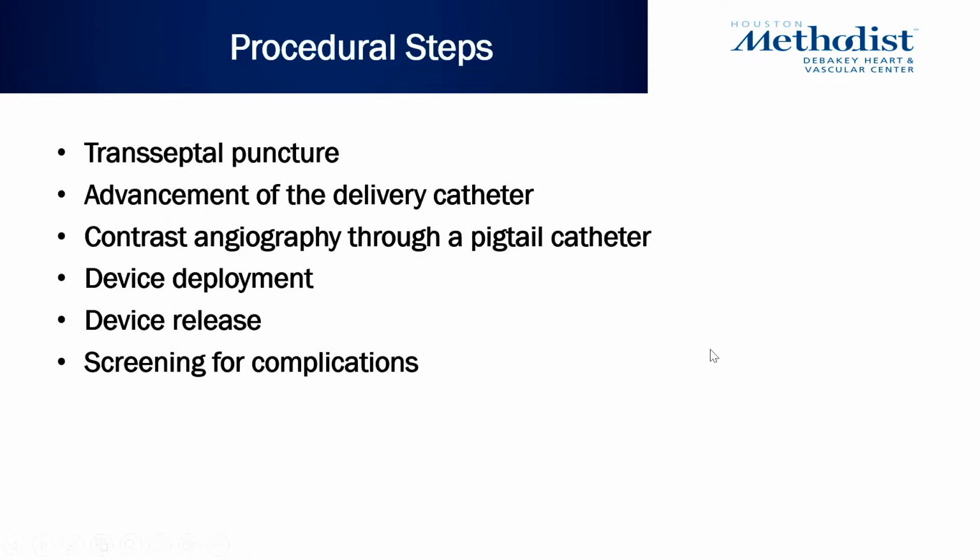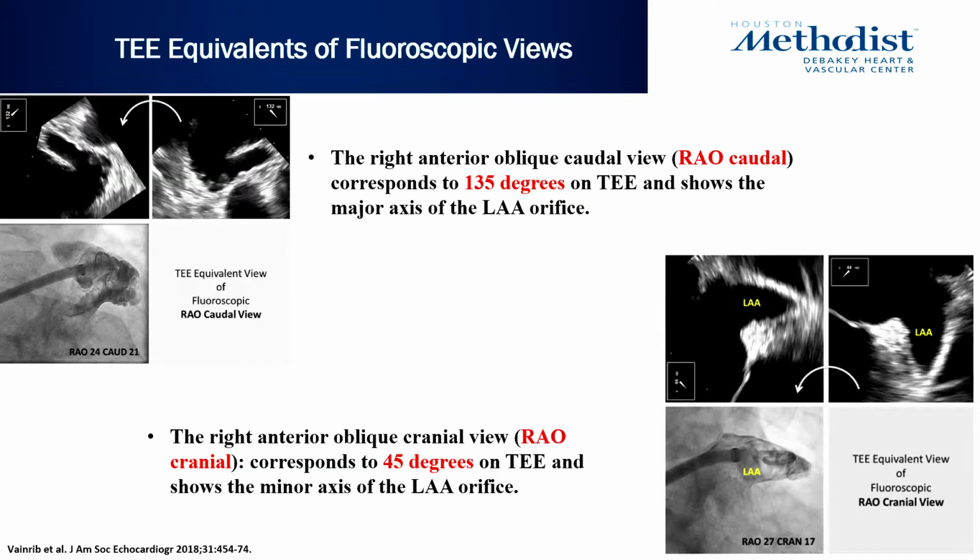The procedural steps include transseptal puncture, advancement of your delivery catheter, contrast angiography through a pigtail catheter into the appendage, device deployment, release, and then screening for any complications. And it's important to be familiar with TEE and fluoroscopy views.